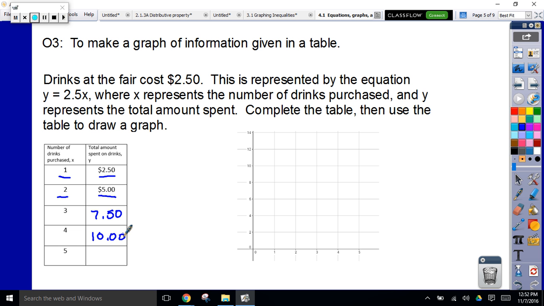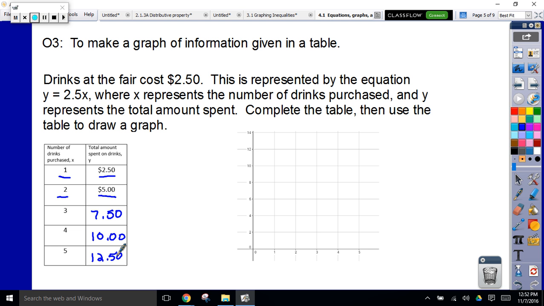What about if you buy 5 drinks? Austin, how much would that cost? We need to add $2.50 to the 10. $12.50.